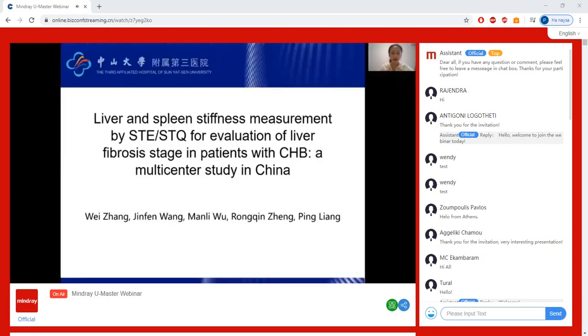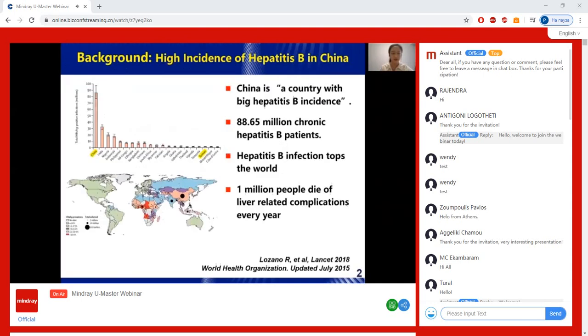Good evening. It's my great honor to share a multi-center study in China about liver and spleen stiffness measurement by STE and STQ for evaluation of liver fibrosis in patients with chronic hepatitis B.